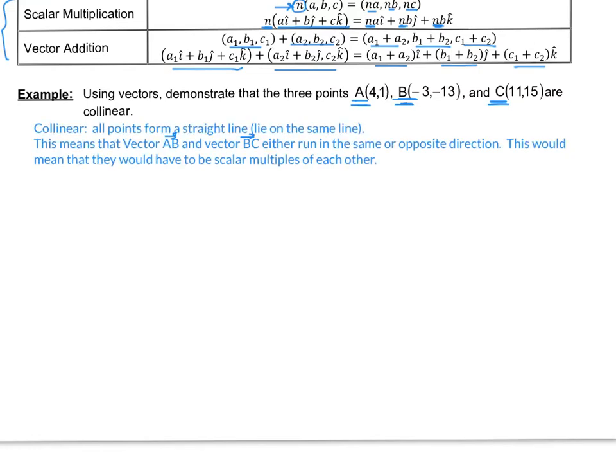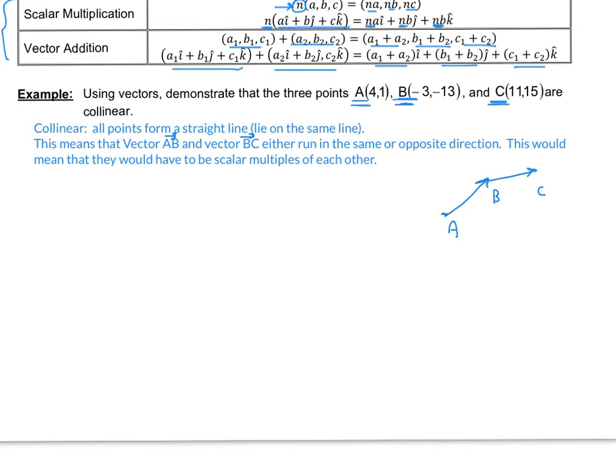Let me explain this statement: this means that vector AB and vector BC run either in the same or opposite direction. So let's say you had A to B, and these are not the points that I've given you, I'm just giving you some points. And then you had C over here. If I do B to C and they don't form a straight line, do you see that they would not have the exact same direction, so the vector itself would be entirely different.